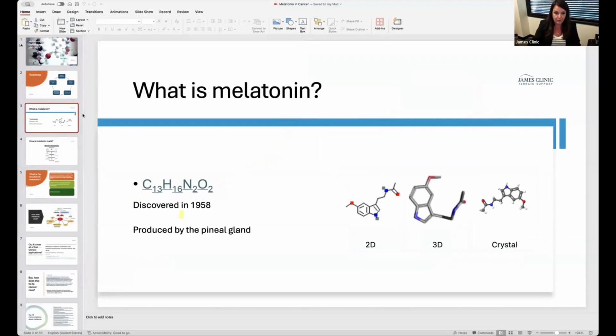So what is melatonin, for my chemistry junkies? Here is what that looks like. This was discovered in 1958 and is produced by the pineal gland. If you remember, the pineal gland sits between the eyes. This is why we don't put fluoride in our water, because it fluoridates the pineal gland and causes disruption there. That is where it comes from.